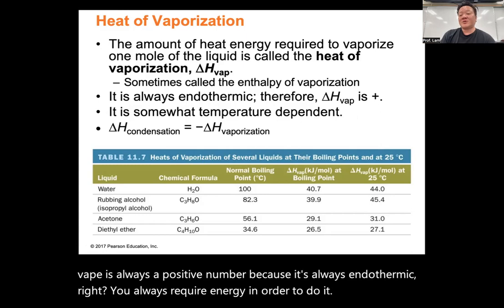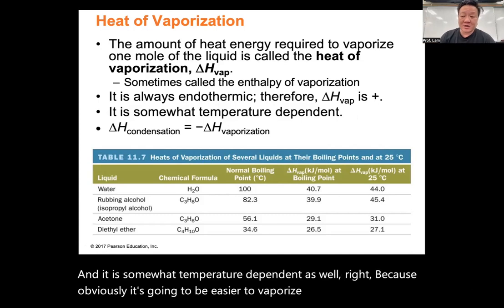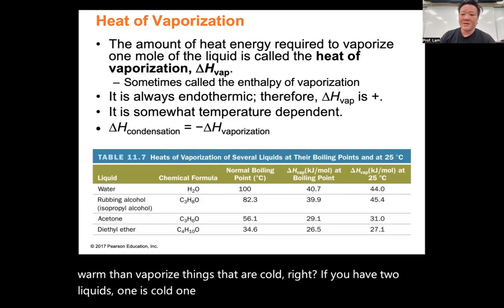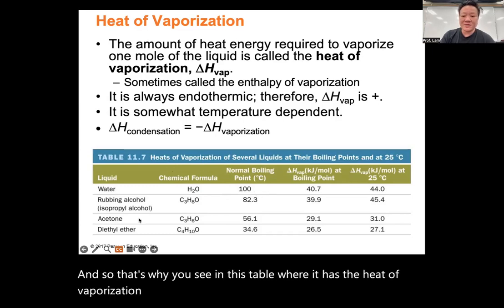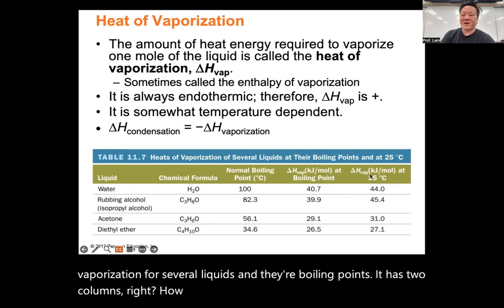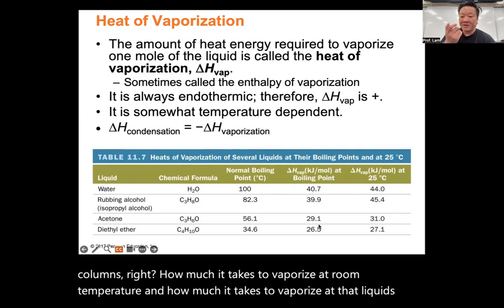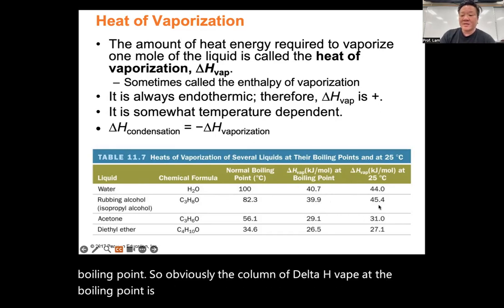And it is somewhat temperature dependent as well, right? Because obviously it's going to be easier to vaporize things that are already warm than things that are cold, right? If you have 2 liquids, one is cold, one is hot, of course it's easier to vaporize the hot liquid. And so that's why you see in this table, where it has the heat of vaporization for several liquids and their boiling points, it has 2 columns, right? How much it takes to vaporize at room temperature and how much it takes to vaporize at that liquid's boiling point. So obviously, the column of delta H vap at the boiling point is always lower than the delta H vap at room temperature, right?